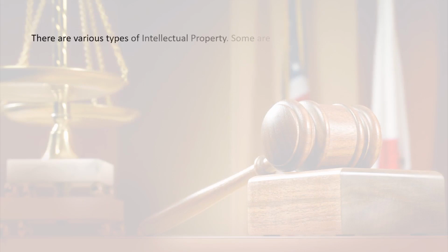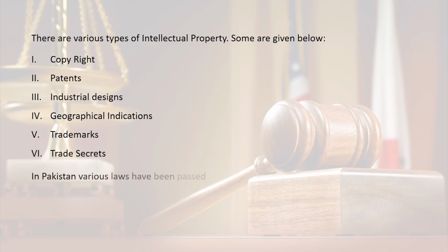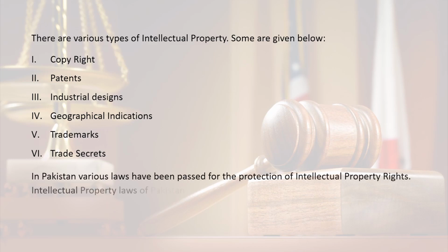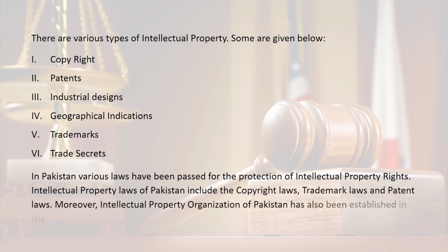There are various types of intellectual property. Some are given below. 1. Copyright. 2. Patents. 3. Industrial designs. 4. Geographical indications. 5. Trademarks. 6. Trade secrets. In Pakistan, various laws have been passed for the protection of intellectual property rights. Intellectual property laws of Pakistan include the copyright laws, trademark laws, and patent laws. Moreover, the Intellectual Property Organization of Pakistan has also been established in the country.